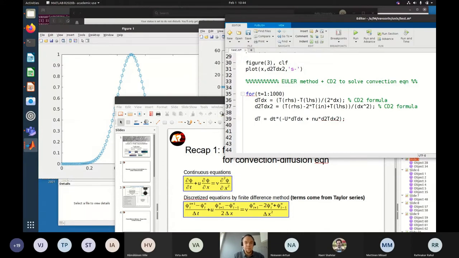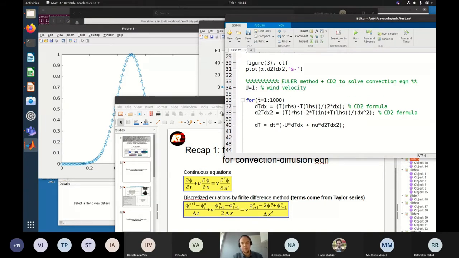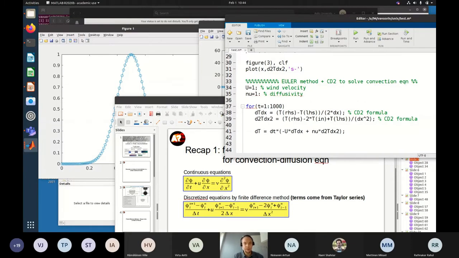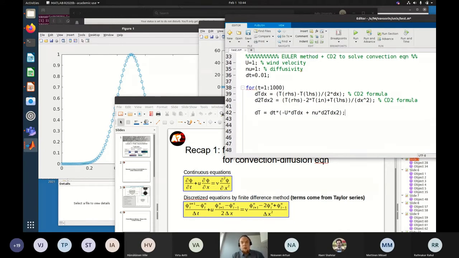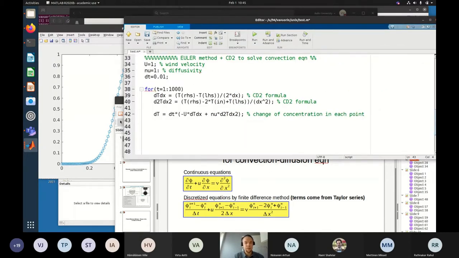And you remember that I still haven't defined what the velocity is. Let's say that we have a wind from left to right of plus 1 meter per second. U is the wind velocity. Then we have nu, which is, let's write 1, that would be the diffusivity. And then we still have a time step. Let's write 0.0001. This would be the change of concentration in each point. And then finally we update.